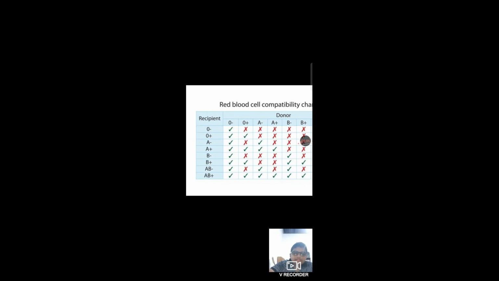You can see the donor is O minus. That means no vitamin, no protein, no rhesus, nothing is there. So he can give to recipients of all the blood groups. The donor can give to the recipient who has O minus, O plus, A minus, A plus, B minus, B plus, AB minus, AB plus. We call these AB positive, AB negative, like that.